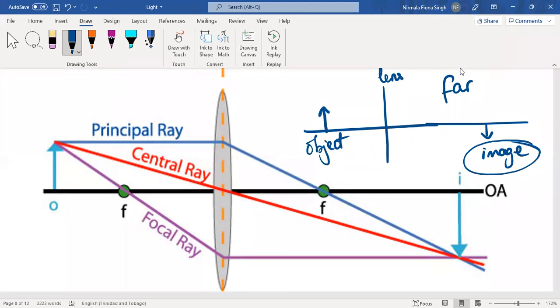We want to know the size of that image, and we want to know the nature of that image. We're going to go into what nature is just now. We want to know whether it's real or imaginary. Remember, we did real and imaginary images when we were doing mirror images.